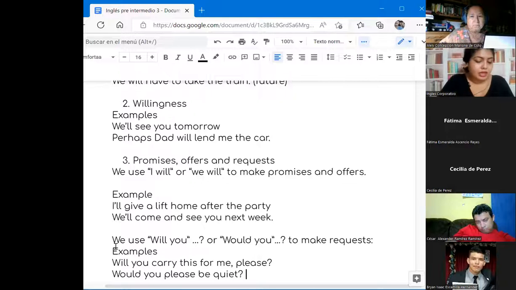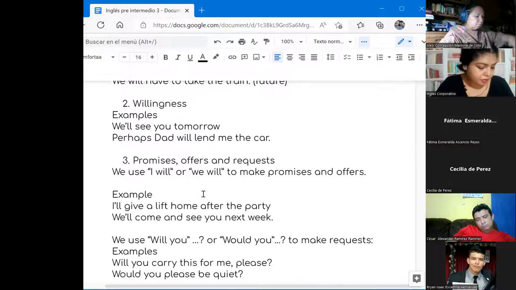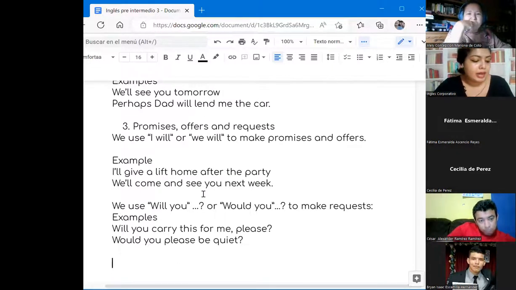Okay, we are going to see. Let me have the exercise here, because we are going to see the short exercise. Let me see, number one. Okay, we are going to have ten sentences, solo 10 oraciones. Y solamente vamos a poner cuál es la palabra que podemos utilizar, ya sea will o ya sea would en este caso.